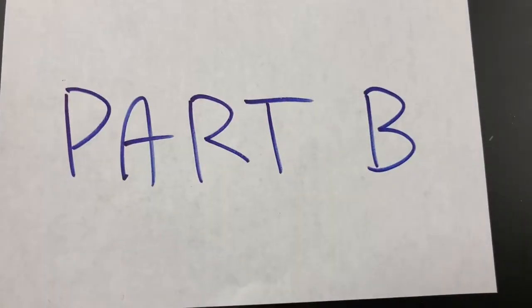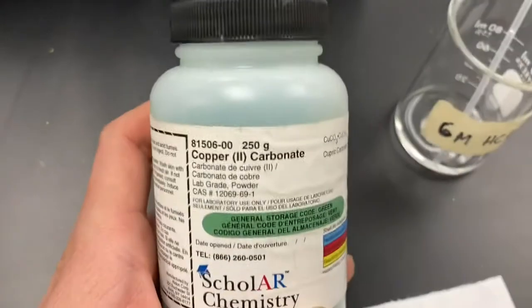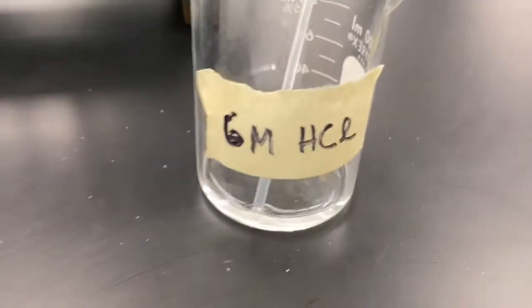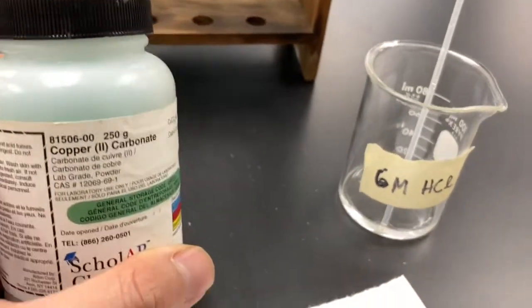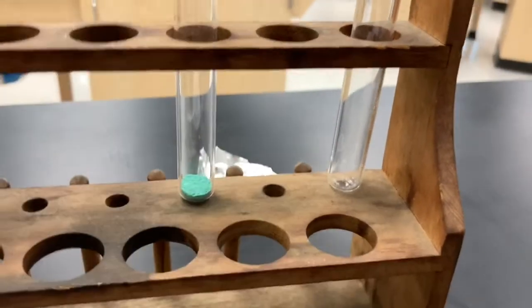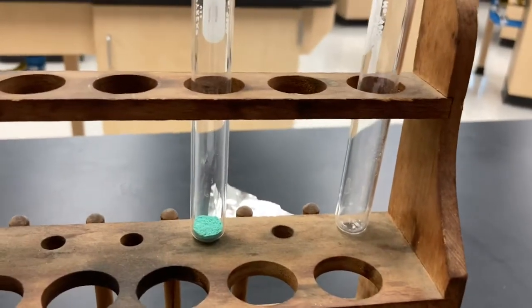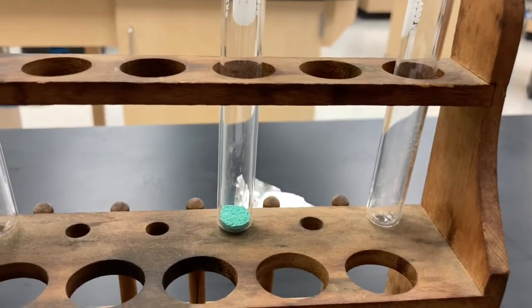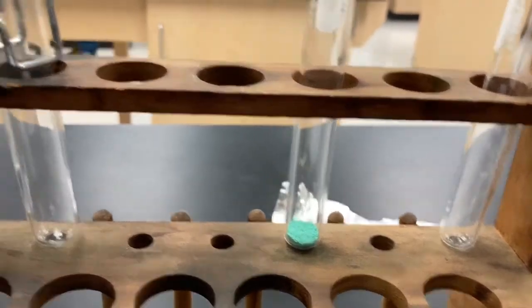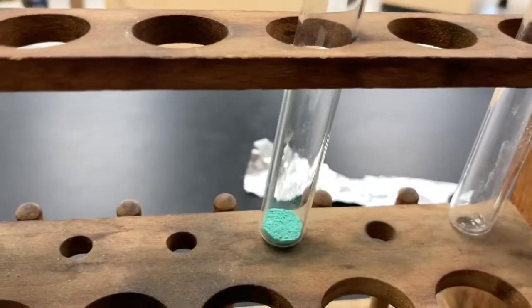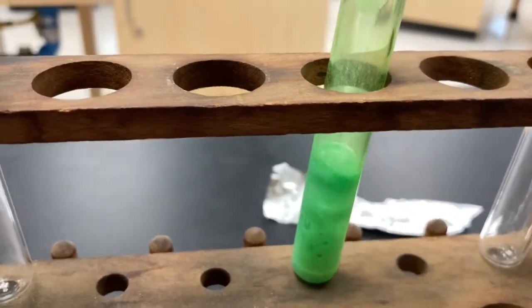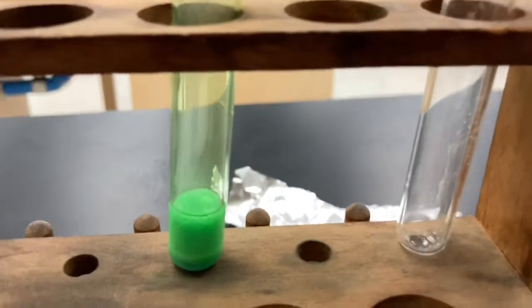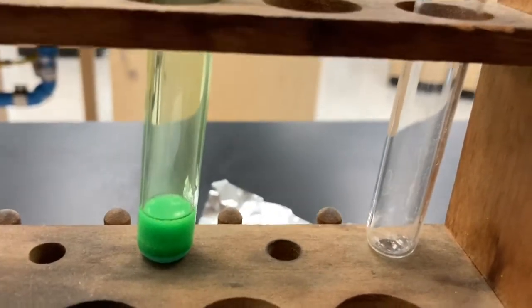All right, moving on to part B, we are going to combine copper carbonate with some acid, okay? And we should get some carbon dioxide as a result of this reaction. I've got my copper carbonate in a test tube here, and I'm gonna add some of that acid. Here we go. Pretty neat reaction.